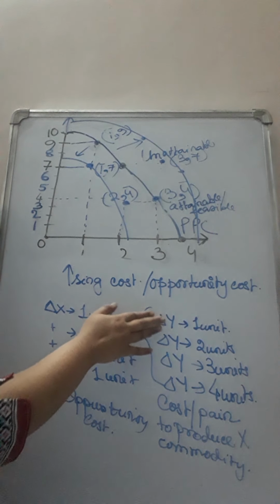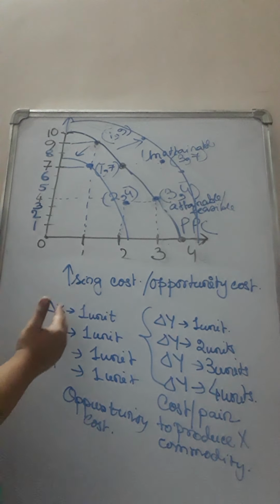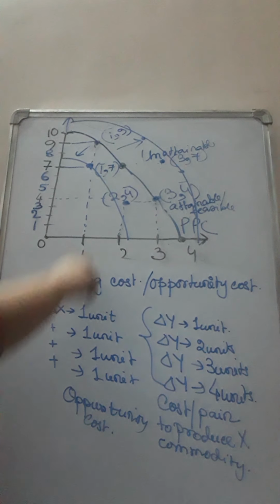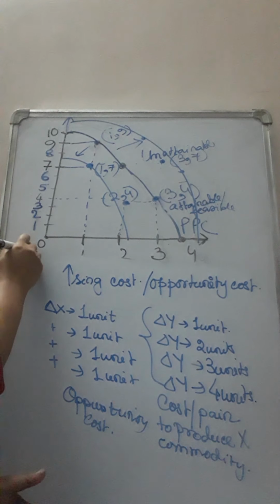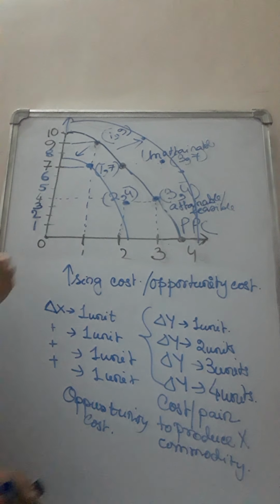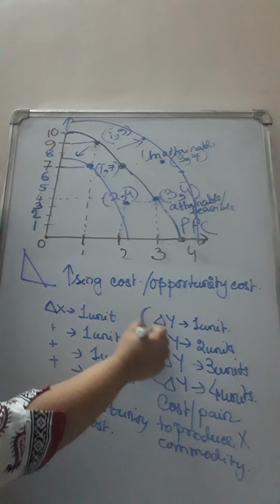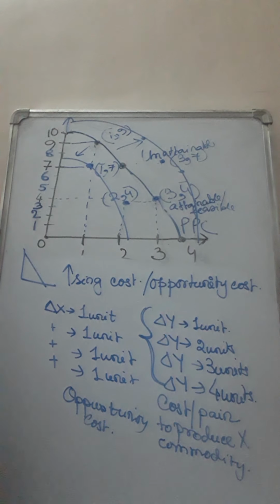If the sacrifice every time were the same, Y decreasing by the same amount for an increase of X production, then we should get a straight line PPC. So if any question comes, is a straight line PPC possible? It is definitely possible, only if the sacrifice of the other good happens in a constant term. That means there is no increasing cost. So constant cost we can say. So that time the PPC will be a straight line.